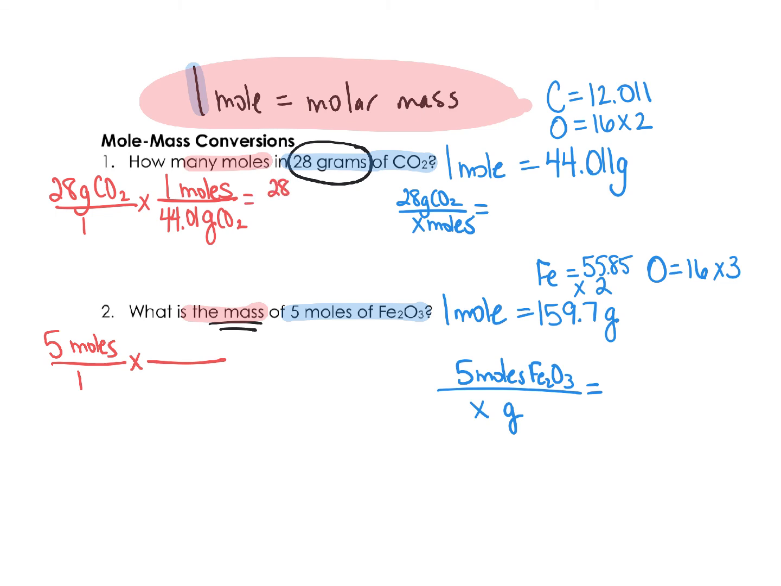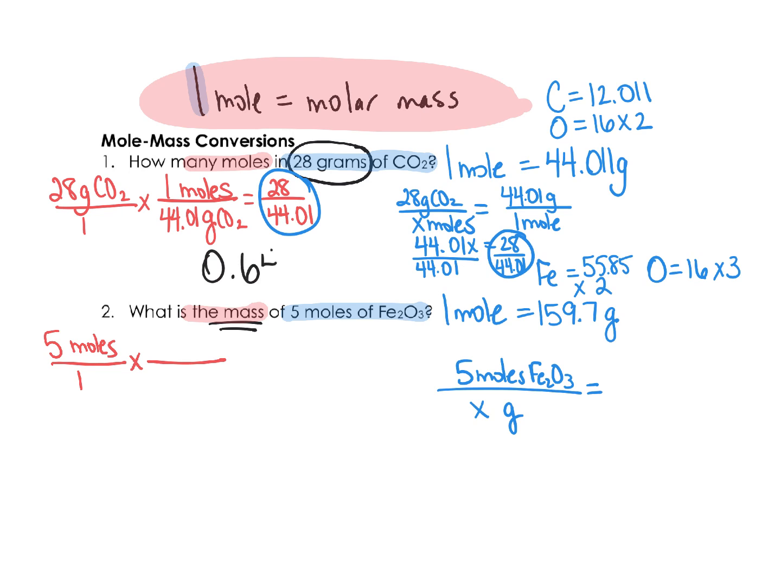So you can see when we multiply these two fractions, we end up with 28 divided by 44.01. If I do the cross multiply method, I'm going to put 44.01 grams on top and that 1 mole on the bottom. When I cross multiply, I get 44.01x is equal to 28. I divide both sides by 44.01 to isolate my x, and you can see mathematically that both are exactly the same. And so we get 0.64 moles for that answer.